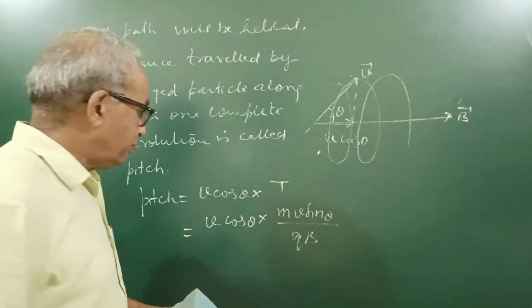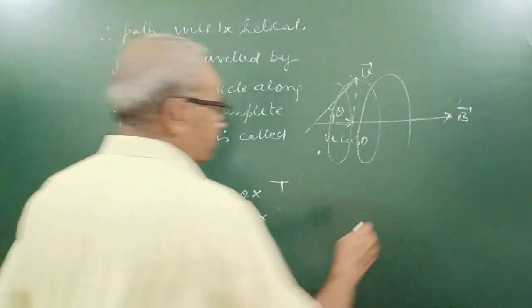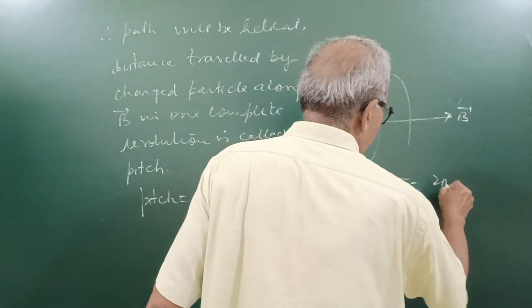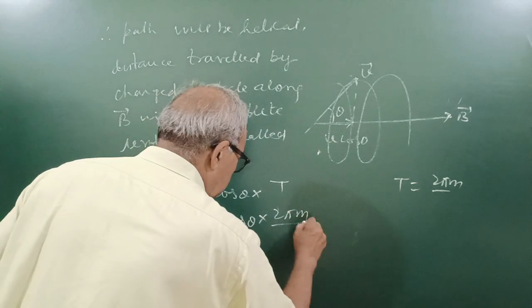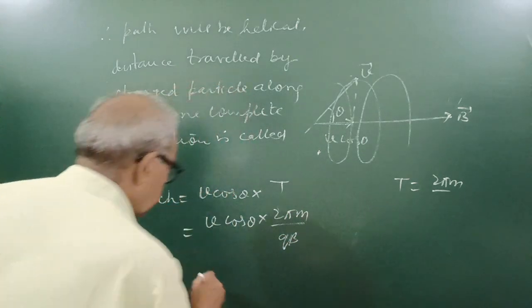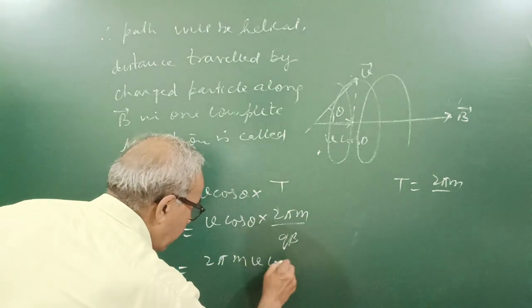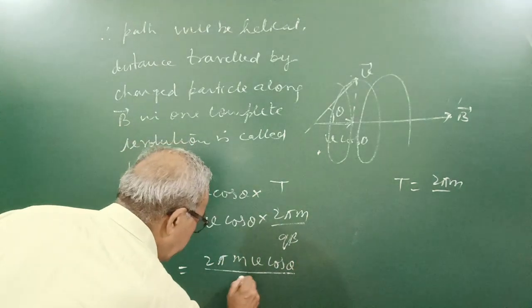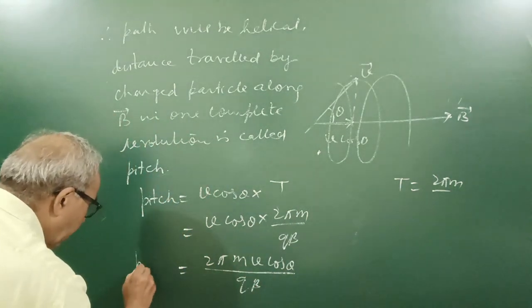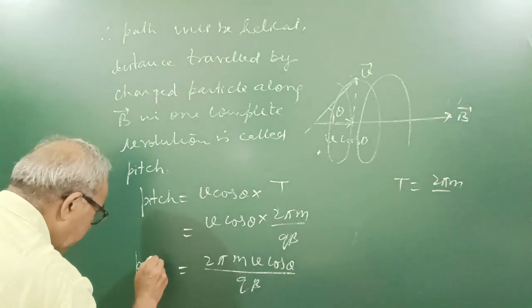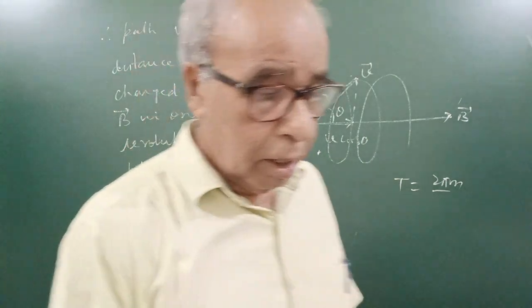Sorry, time was our, how much time, 2 pi m upon qB. So pitch is 2 pi m v cos theta upon qB. This is the pitch. So what is the pitch of a screw? It is the distance traveled by the particle along the magnetic field in one complete rotation.